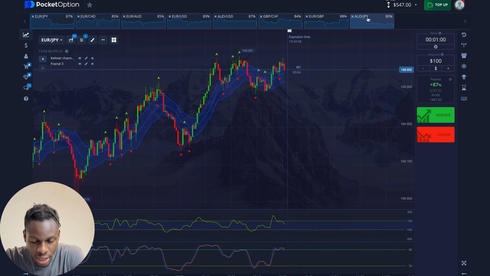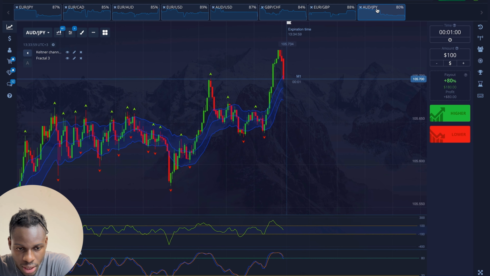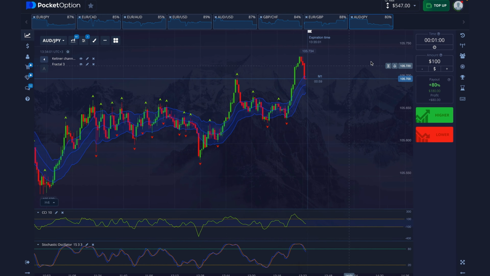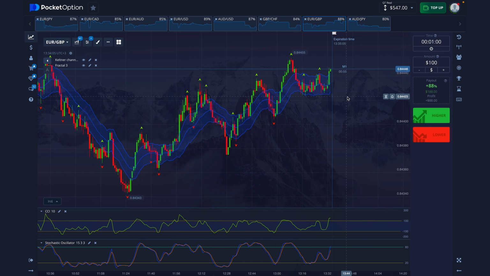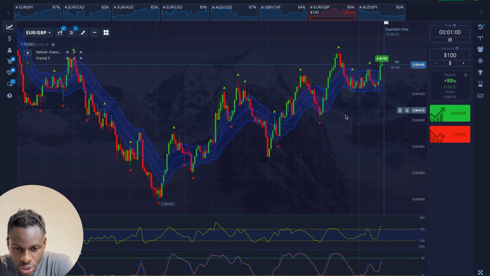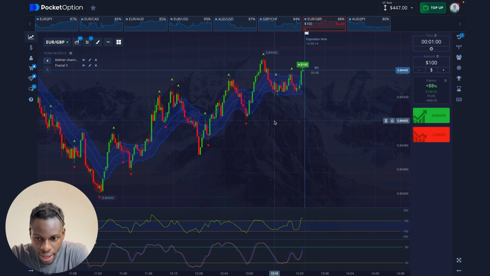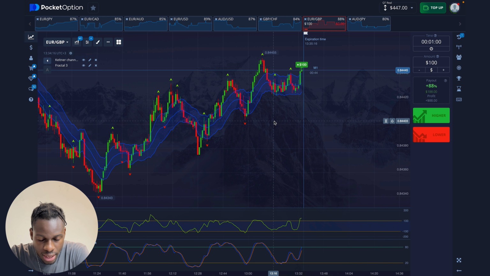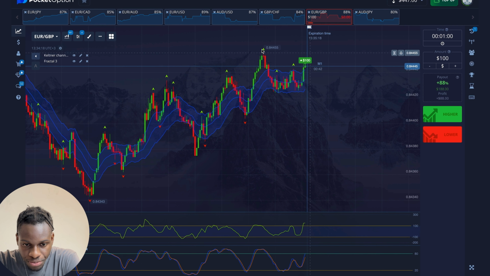Anyways, let's look for the next asset that we can trade. Okay, guys, we just took our next trade and we took a buy, still following the trend. It's kind of similar to the previous one.